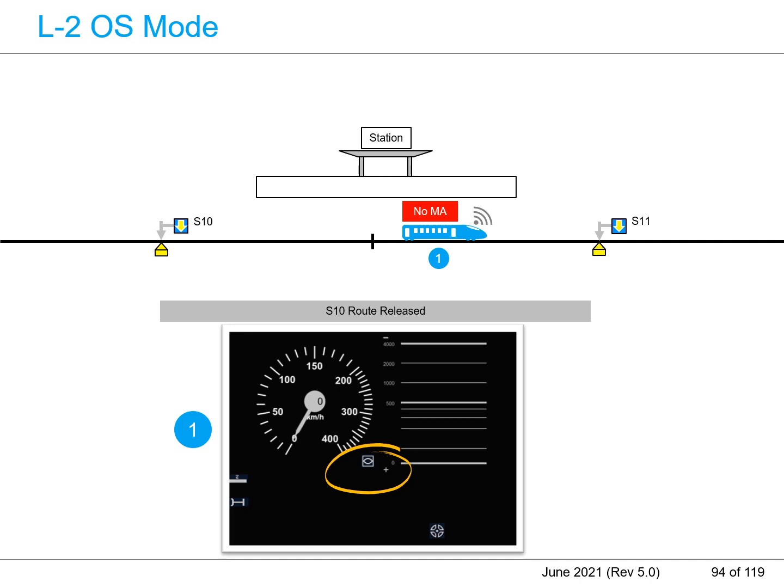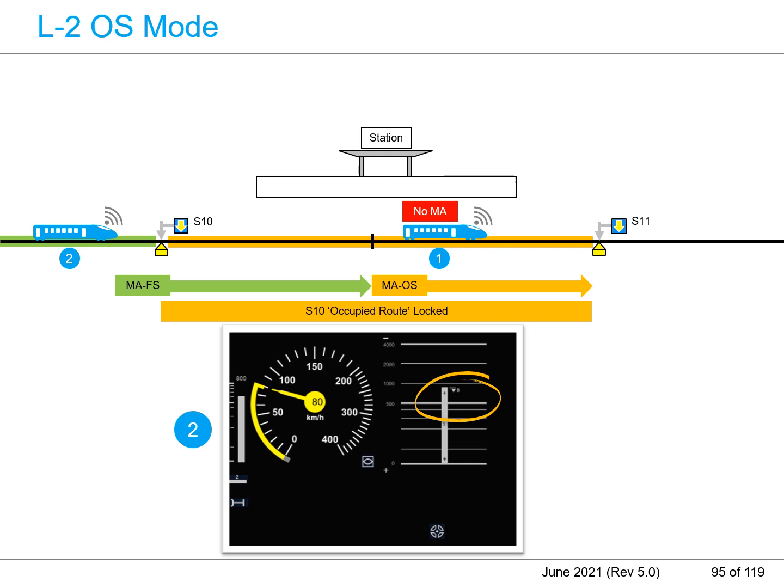Train number 1 at standstill is still in FS mode, but has no MA. The EOA is the front end of the train. The signaler sets the S10 occupied route for train number 2 to enter the station, with train number 1 still in the S10 route. The RBC generates the MA with two modes for the OBU of train number 2.